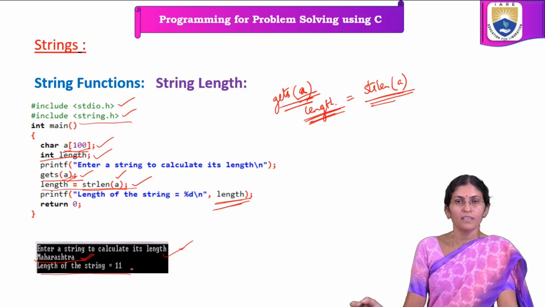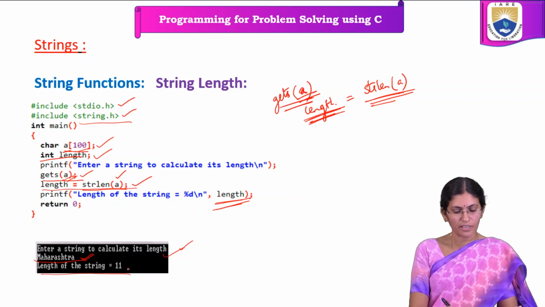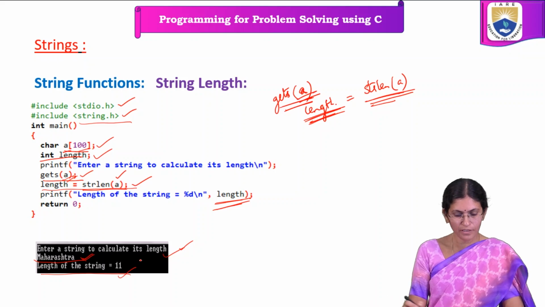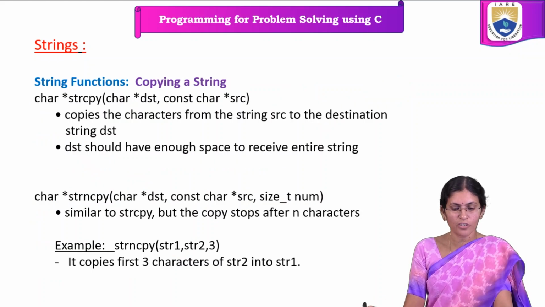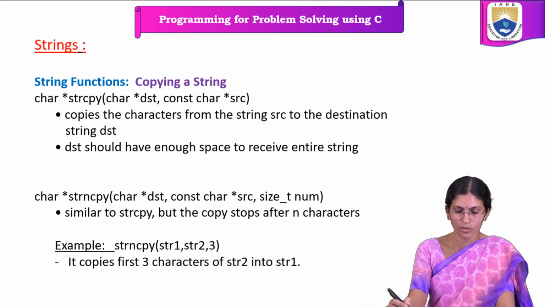So it will give length of the string is 11. It will not count the null character as you can see here. Next function is copying a string. So how to copy a string?